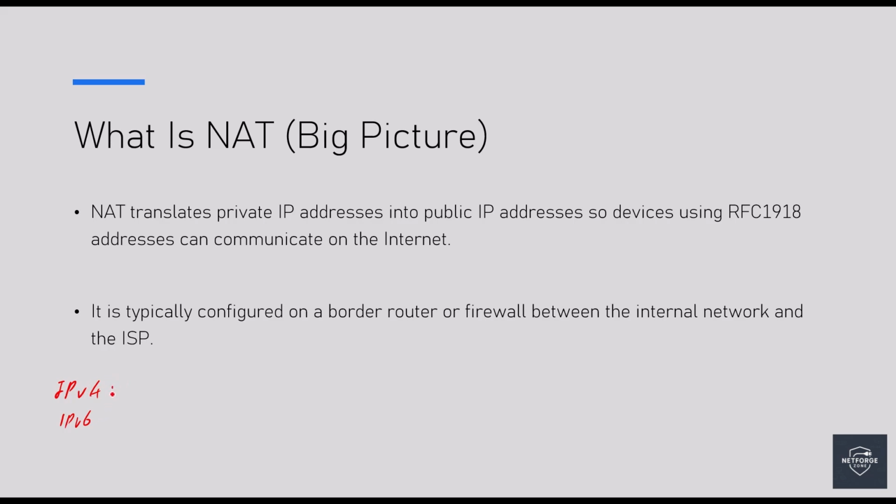IPv4 is 32 bits, so we are going to have 2 to the power of 32 addresses, which is going to be something like 4 billion addresses. Now, IPv6 is 128 bits, so that's going to be something like an infinite number of IPv6 addresses that we can have. But the problem with IPv6 is it is long, kind of boring and confusing to work with. So a lot of people really do not want to go towards IPv6.